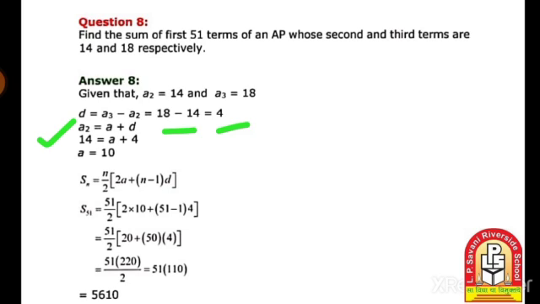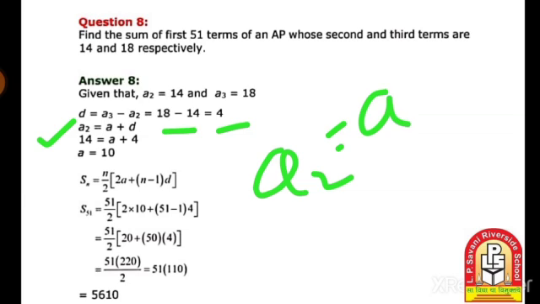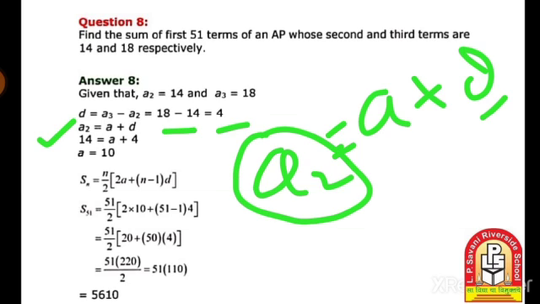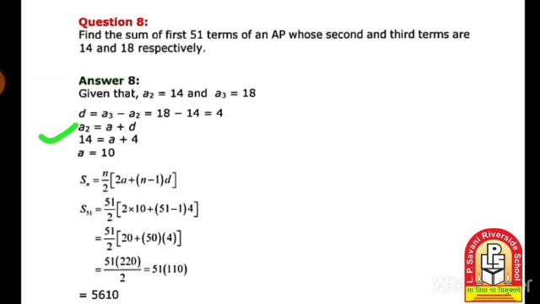a2 is equal to a plus d. You can see that we don't know what a is, but we know a2. So a2 is equal to a plus the common difference. That means if you add the common difference to the first term, you get the second term. Okay, so a2 is equal to a plus d. So a2 here is 14 and d is equal to 4. So a is equal to 14 minus 4, that is 10.